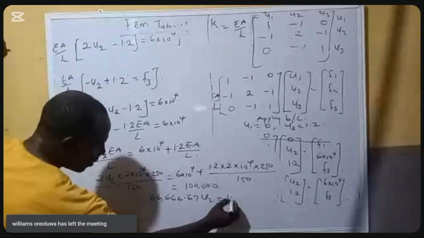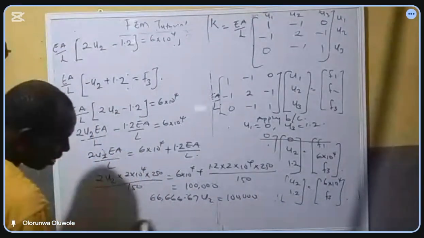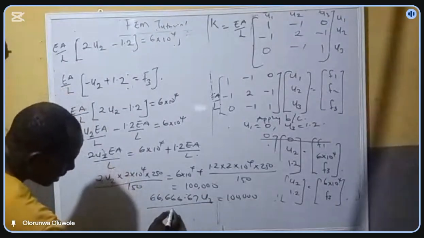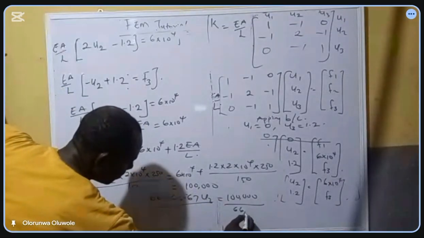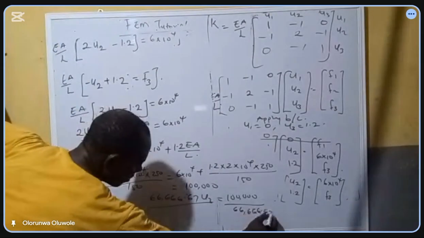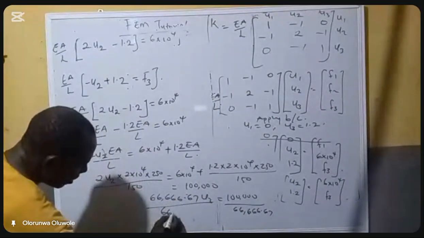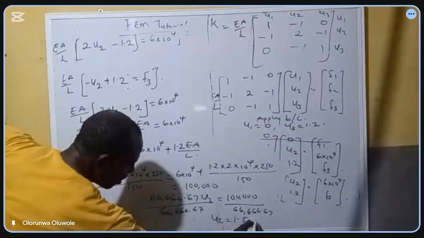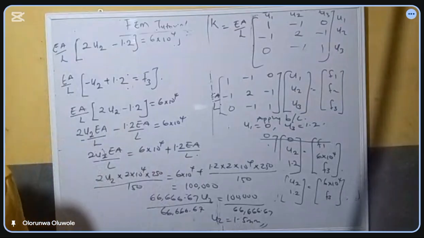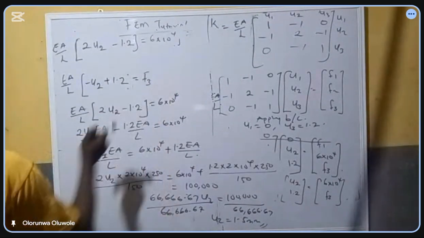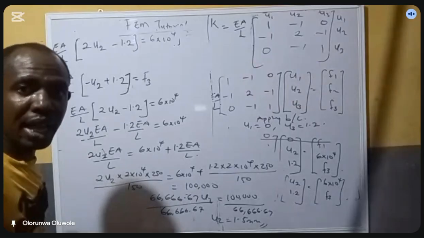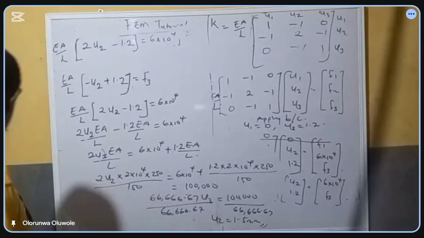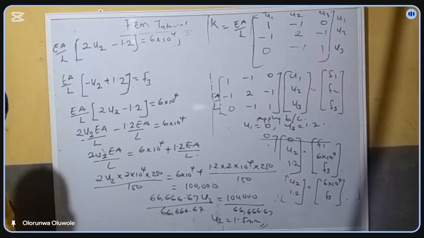U2 equals 100,000 divided by this one. Let's divide and see what we are going to get. 1.5. So U2 is 1.5 mm. Do we get that? Do you understand that one?